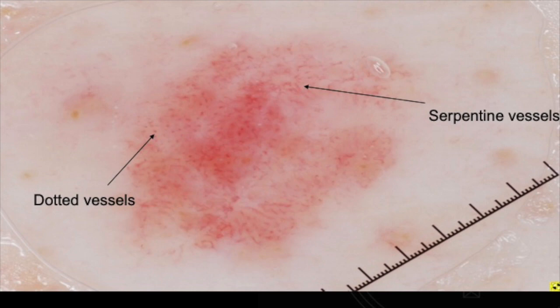If you see dotted and serpentine vessels, your differential diagnosis is melanoma, melanoma, melanoma, and if you insist on having a fourth in the differential, it would still be melanoma. It is that powerful a predictor. If that's the only features you see, dotted and serpentine, that is the classic features of amelanotic melanoma.